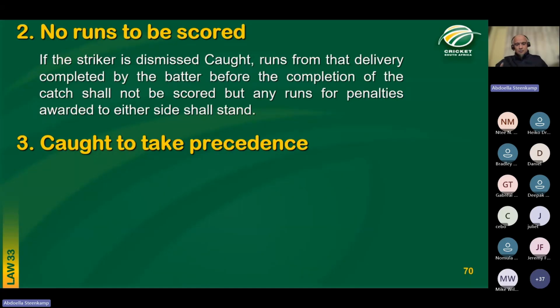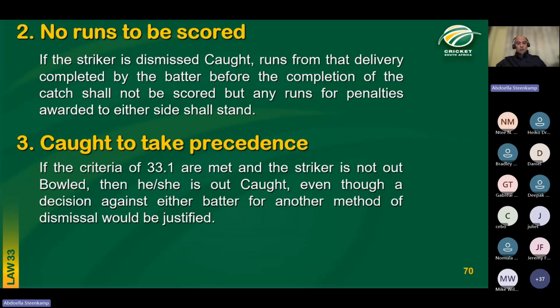When a striker is dismissed caught, no runs to be scored. Even if they ran 3 while the ball is in the air, no runs to be scored. Caught takes precedence. Caught is number 2. Who is number 1? Who is boss? When it comes to mode of dismissals, bowled is always boss. So if a batter is out on the same ball by more than one mode of dismissal, boss is always 1. Caught is number 2.